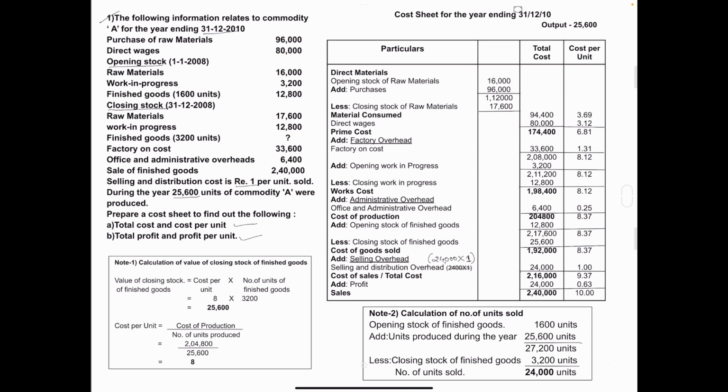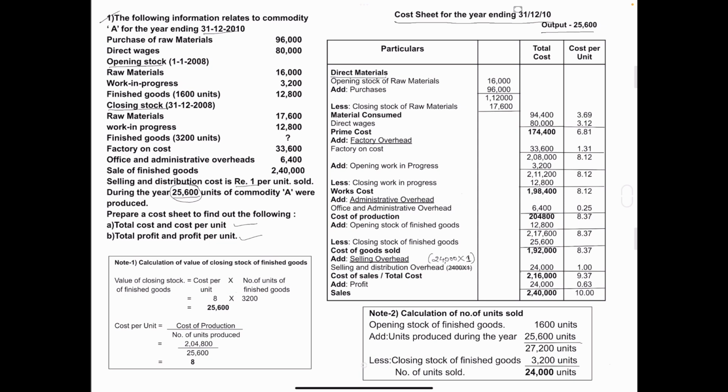First, we have to write the heading cost sheet for the year ended 31st December 2010, and above you have to write here output 25,600. So already they have mentioned in the problem that the output of this company is 25,600 in the year 2010. So we have to write here because to calculate the cost per unit, and the columns are particulars, total cost and cost per unit. First we have to take direct material. First we have to write the heading direct material.